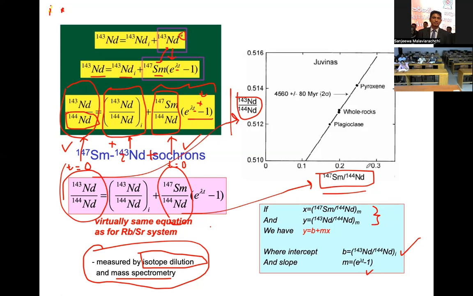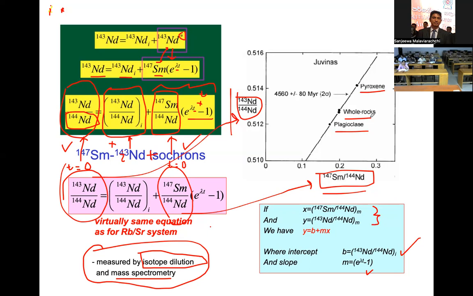So this is an example showing two minerals, pyroxene and plagioclase, and whole rock. Actually, this is the best way to do. You can do multiple whole rock samples, right? You can take several whole rock samples from the same rock and do an isochron, right?